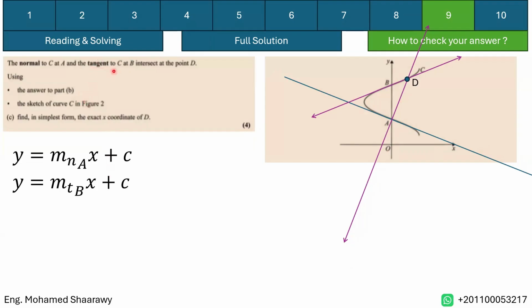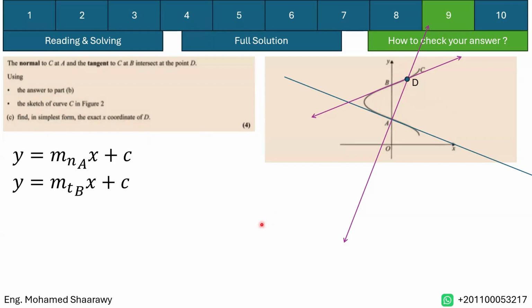The tangent of the curve at B. So I drew a tangent at B. It said that they intersect at D. So these two lines, which is the normal of A and the tangent of B, they intersect at D. So using the answer to part B and the sketch in the figure, find the simplest form for the exact x coordinate of this D.